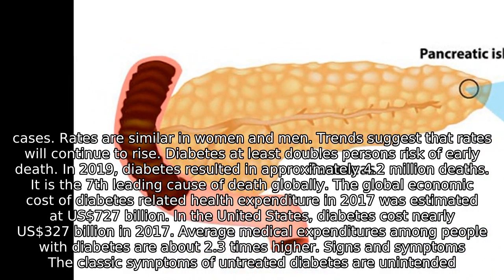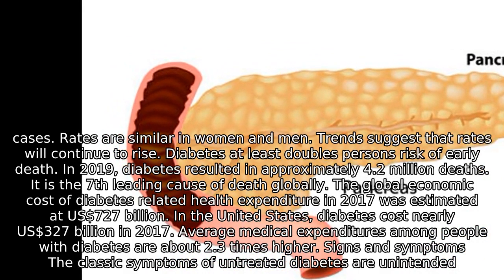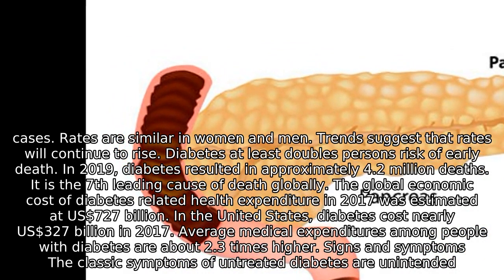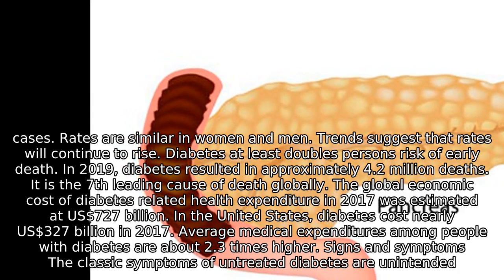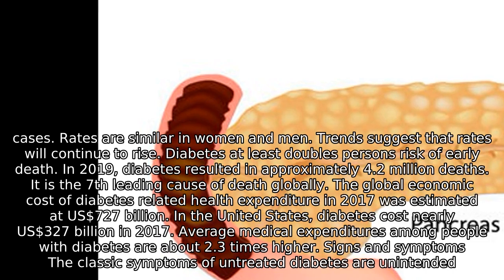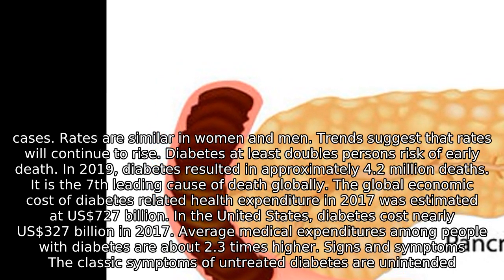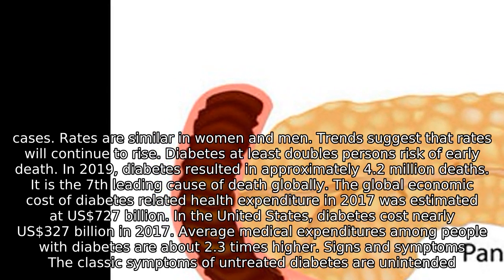The global economic cost of diabetes-related health expenditure in 2017 was estimated at $727 billion United States dollars. In the United States, diabetes cost nearly $327 billion United States dollars in 2017. Average medical expenditures among people with diabetes are about 2-3 times higher.